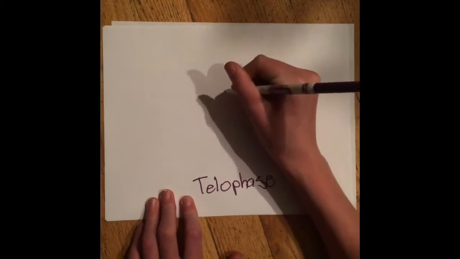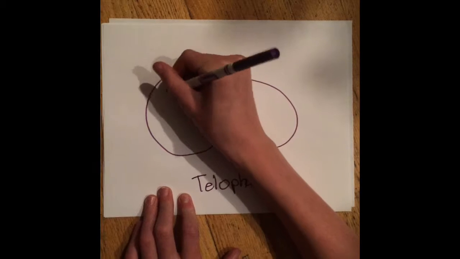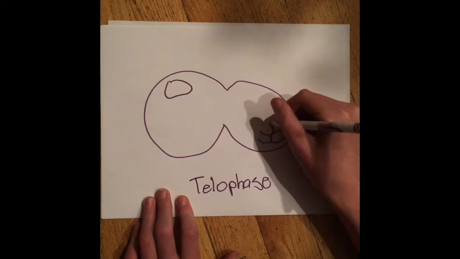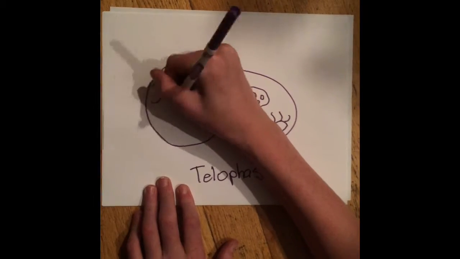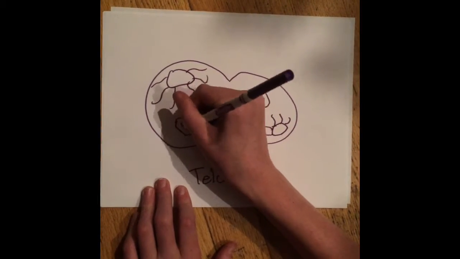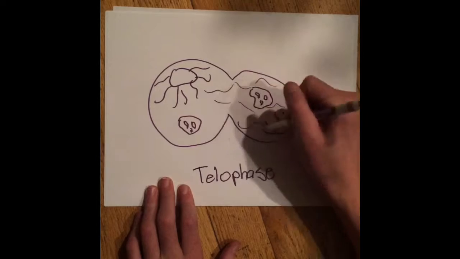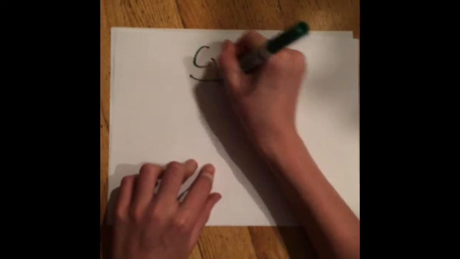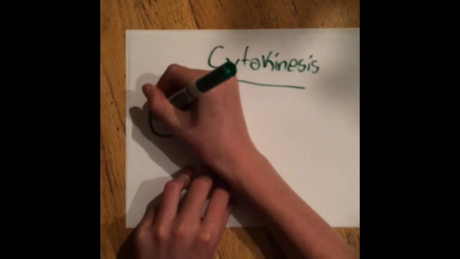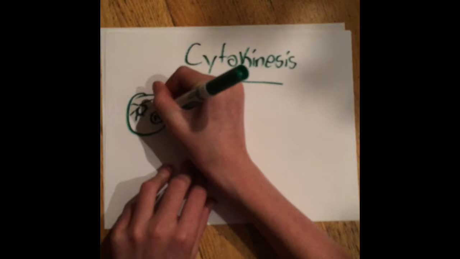Finally, the last stage of mitosis is telophase. Telophase is a reverse of prophase, and the cleavage furrow forms. The next part is called cytokinesis. After everything in the cell has duplicated, the cell finally divides, which is called cytokinesis.